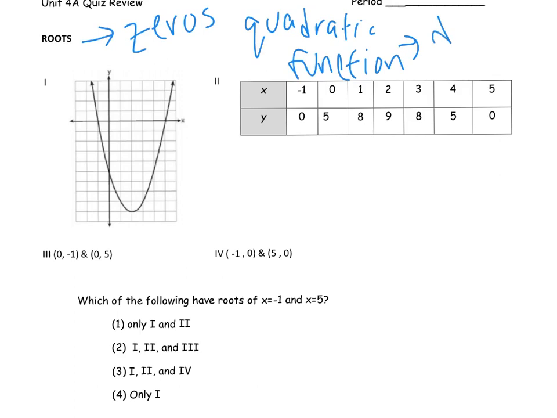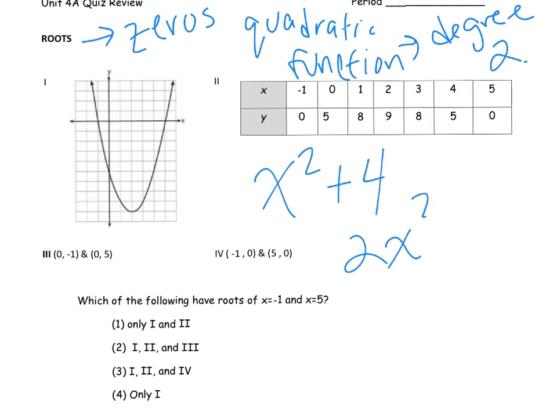Good. It's of degree 2. Now what does that mean, of degree 2? The degree means the exponent, the highest exponent of the graph. So something like this would be quadratic. Something like this would also be quadratic. However, if I had something like this, it would not be quadratic because the degree for this one would be 3.